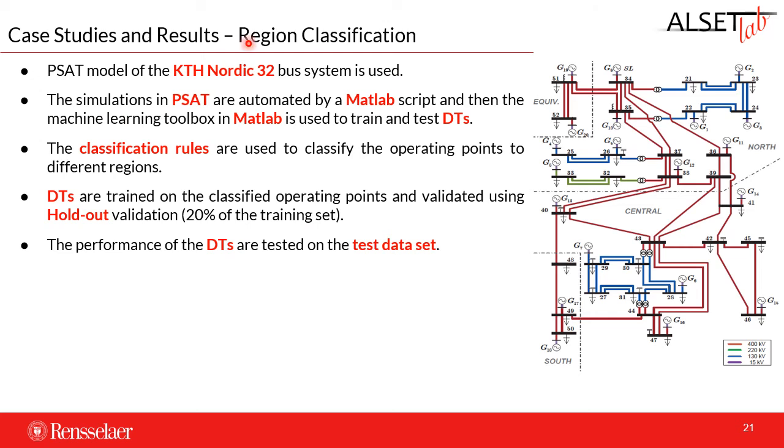Now, in contrast, we have the region classification method. This was a little bit newer approach, so it wasn't implemented in the iTesla platform. All of the calculations were done under MATLAB using the PSAT tool. Another issue is the iTesla tool didn't have continuation power flow, so we had to do it in a separate environment with the same model. Here, the classification rules are used to classify the operating points, and the decision trees are trained on the classified operating points and validated using the holdout validation of 20% on the training set. The performance is tested with the test data set.